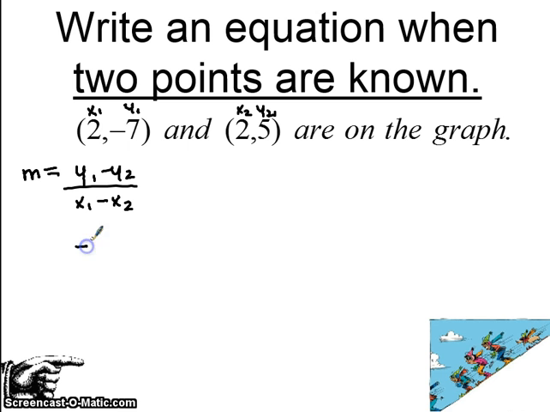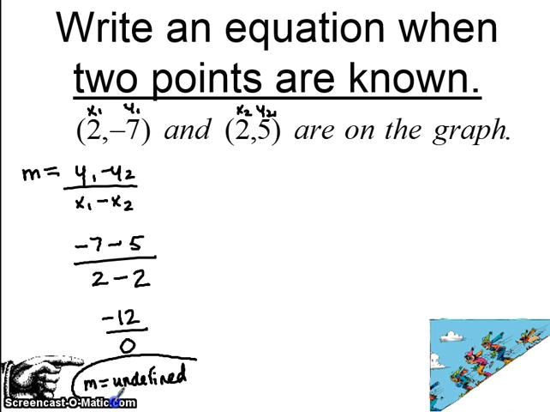y1 is negative 7, so we have negative 7 minus y2, which is 5, over x1, which is 2, minus x2, which is 2. So we have negative 7 and negative 5, which make negative 12, over 2 minus 2, which is 0. So we have negative 12 divided by 0. Can you divide a number by 0? No. So this slope is undefined.